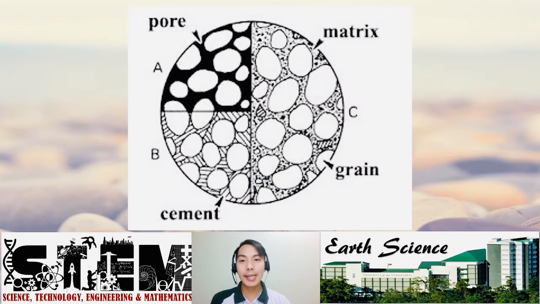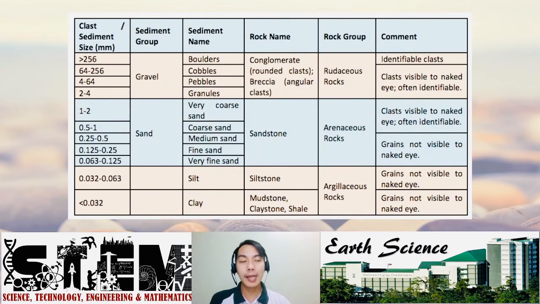So we can see here an illustration. We have grains, the larger particles or larger sediments that are embedded in our sedimentary rock. For matrix, these are the smaller sediments, sand size to silt size. And then we have cement, which is responsible for binding this together. So clastic sedimentary rocks can be composed of different sediment sizes.